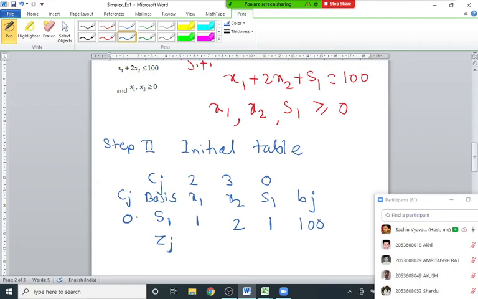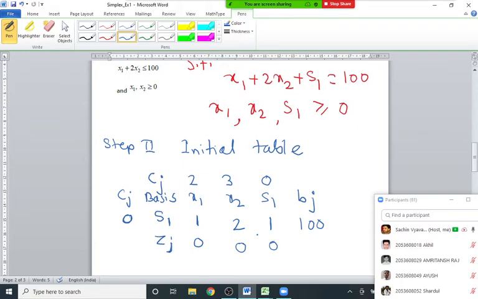If you take Cj dot x1, 0 into 1 is 0, 0 into 2 is 0, 0 into 1 is 0. So in the initial table, Zj's are always 0, because the cost values of slack variables are always 0 there. When you take a dot product with a 0 vector, the Zj's are 0 in the initial table, but later on they will change. We'll come to that also.